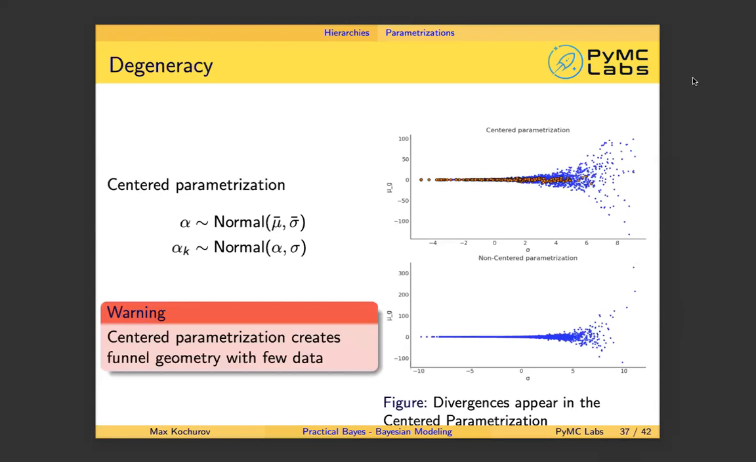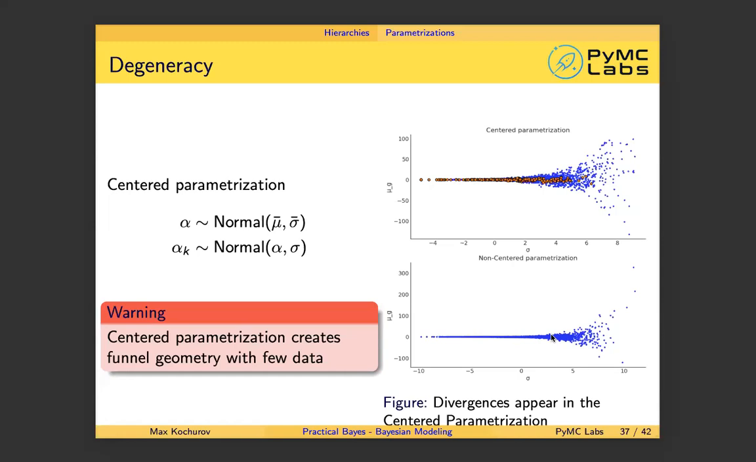If we compare the behavior of centered parameterization and non-centered parameterization on some toy examples, we will see that the behavior of the HMC algorithm will lead to divergences in one case and not in the other case. This happens because not disentangling the group difference from the model will lead to a situation where with large sigma, we have a very wide region where alpha k can appear. And with narrow sigma, the region is very restricted.